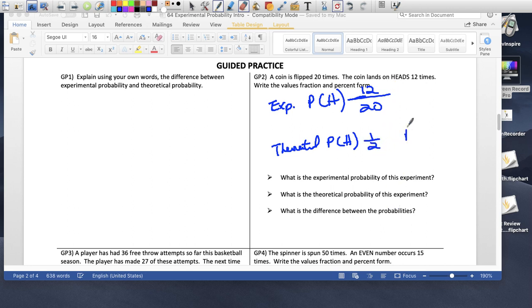Well, if I can make a little prediction here, my prediction is half, right? The theoretical probability of landing on heads is half. And if I multiply that by 20, which is the number of times I'm going to flip the coin, I was expecting the coin to land on heads 10 times. And how many times did it land on heads? 12 times. So it was definitely 2 more in our experiment.